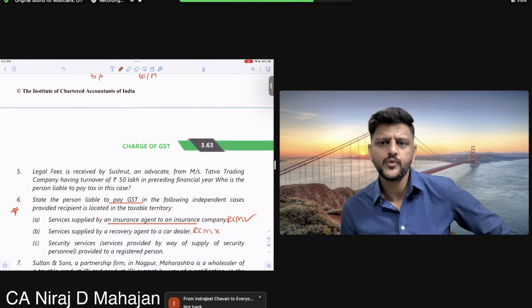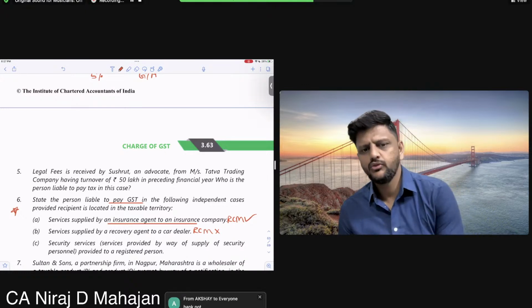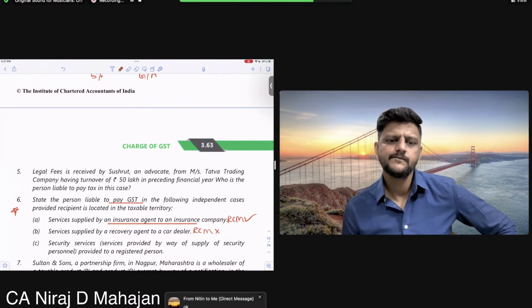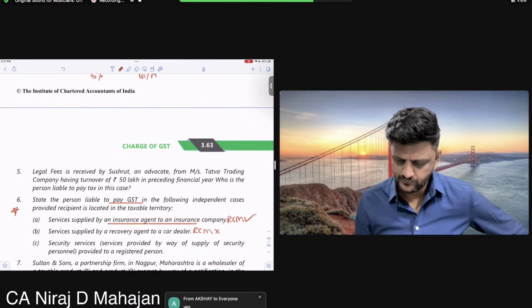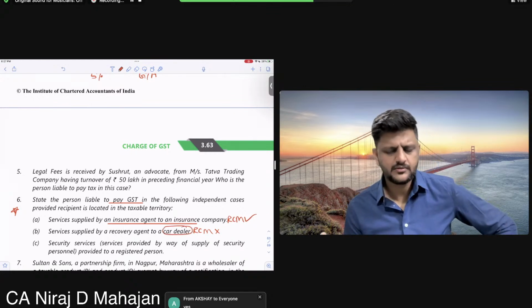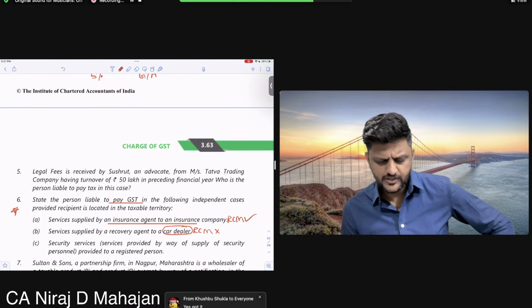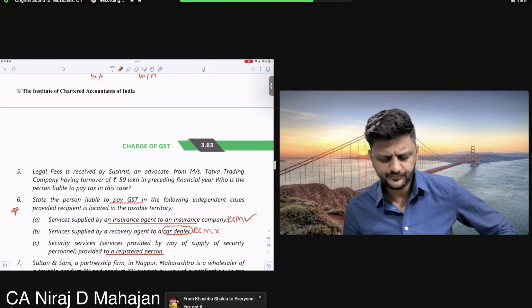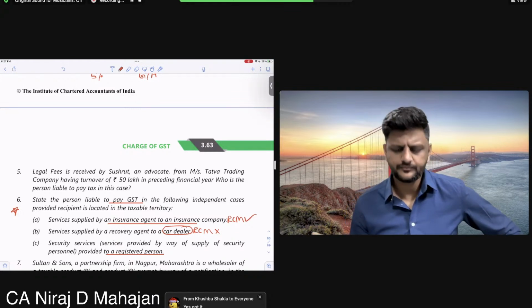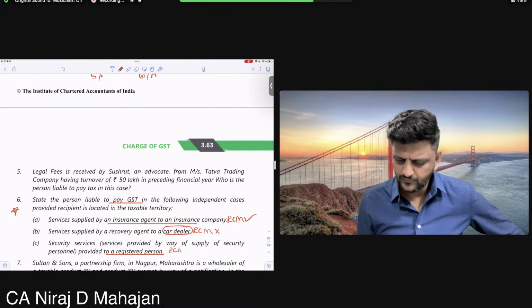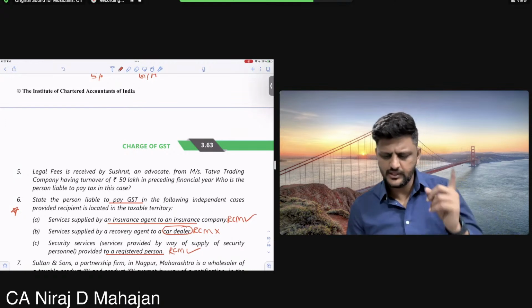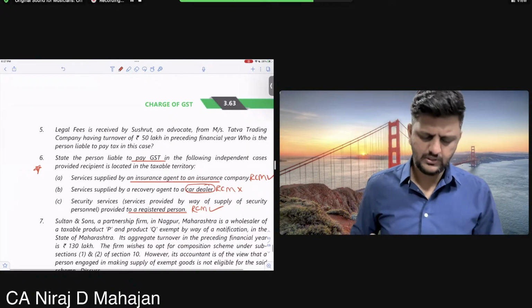Recovery agent does recovery only for a bank, not for a car dealer. Okay, everybody? Got it, all of you? Therefore, forward charge mechanism applies for the recovery agent. Security services. Services provided by way of supply of security personnel to a registered person. RCM? Correct, no? Only who are the exceptions? Government agencies and composition dealer, I think. Okay, so yes, no, yes. RCM, children, yes, no, yes.